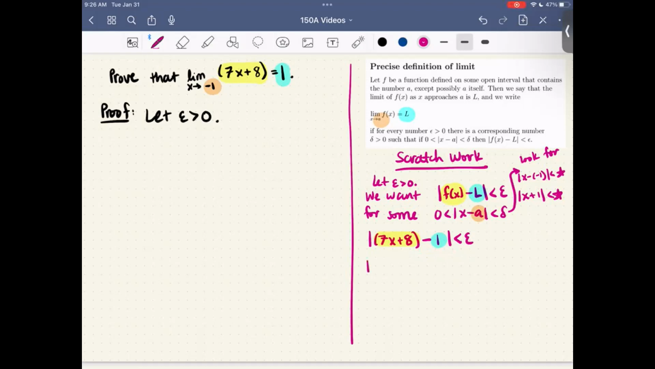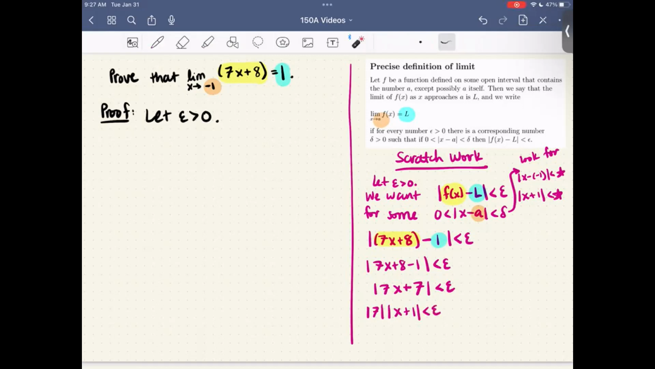So let's simplify this a little bit. I can write this as |7x + 8 - 1| less than epsilon. That's |7x + 7|, sorry, 7x plus 7, less than epsilon. And then I want to remember that I'm looking for something like x plus 1. That's my x minus a, where a in this case is -1. So how can I make this look like x plus 1? Well, I need to factor out a 7, and that'll make an x plus 1 show up. If I factor out a 7 from an absolute value, I need to actually factor out the absolute value of 7, and I'm left with |x + 1| less than epsilon.